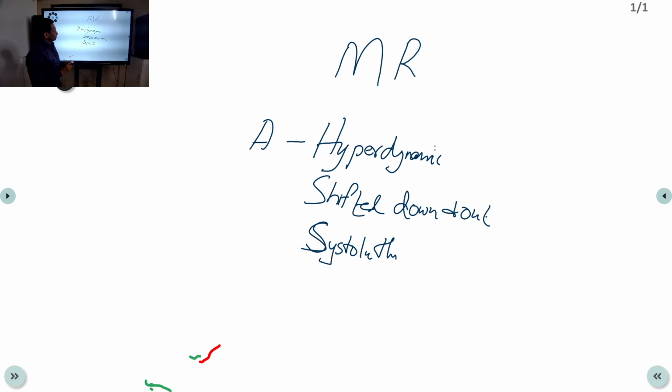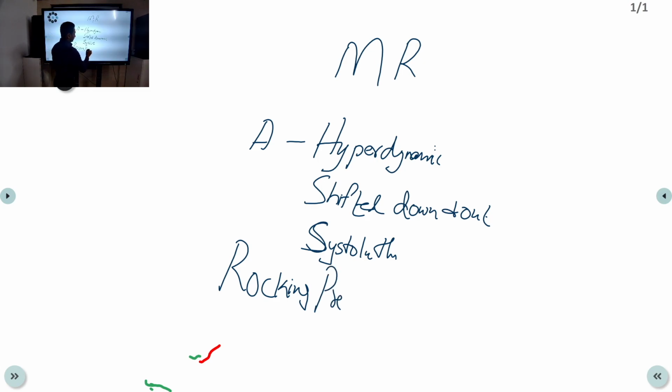Now on inspection you can find a rocking precordium. Understood? Because, like I mentioned earlier, mitral regurgitation is a volume overload condition. When you have a volume overload condition, you're going to sometimes have a rocking precordium. These are the classical findings. Every patient need not have all of these findings.